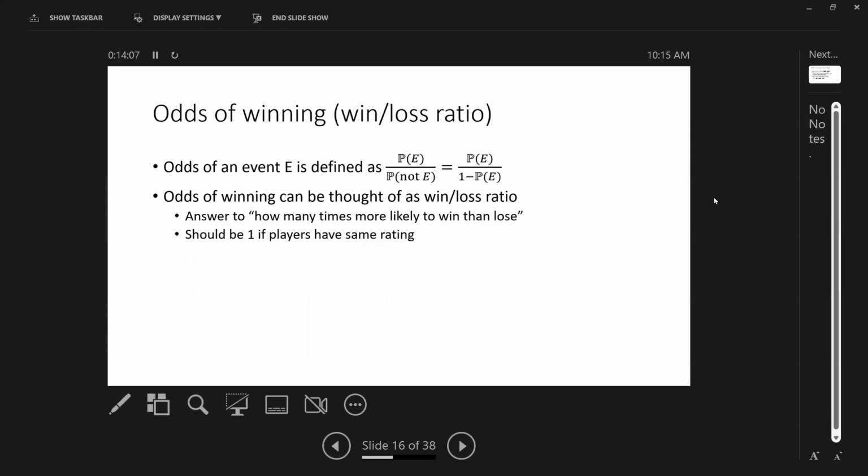Great. So in the context of win and loss in games, you can think of the odds of winning as the win-to-loss ratio. And what this one answers is the question of how many times more likely are you to win compared to lose. And intuitively, if two players have the exact same rating, you would expect the win-loss ratio to be 1. It's as likely for either player to win as it is for them to lose.